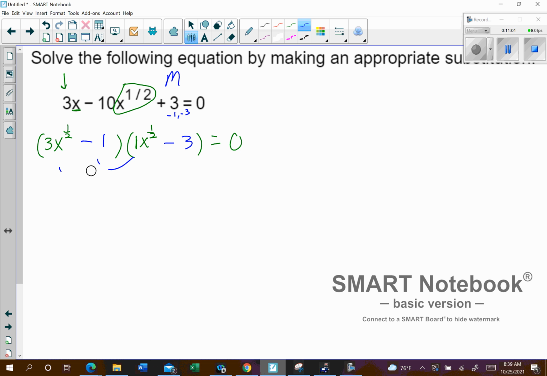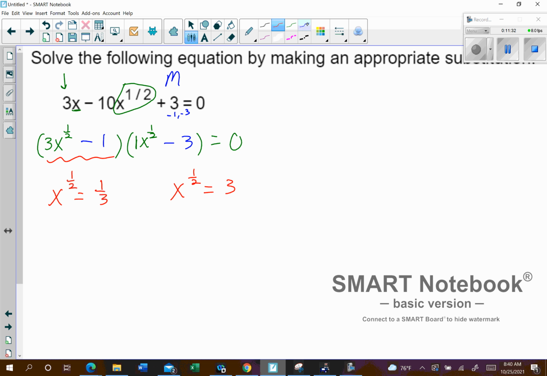Okay, so then what we'll do here next is we'll take each one of those, set them equal to 0, and solve. So on this first one right here, I would add 1 and then divide by 3. So I'd end up with x to the 1 half equals 1/3. So set it up equal to 0, and I know I'm skipping a couple steps. Hopefully we're good here. And on this one, you would just have to add 3 to both sides. So I'd get x to the 1 half equals 3.